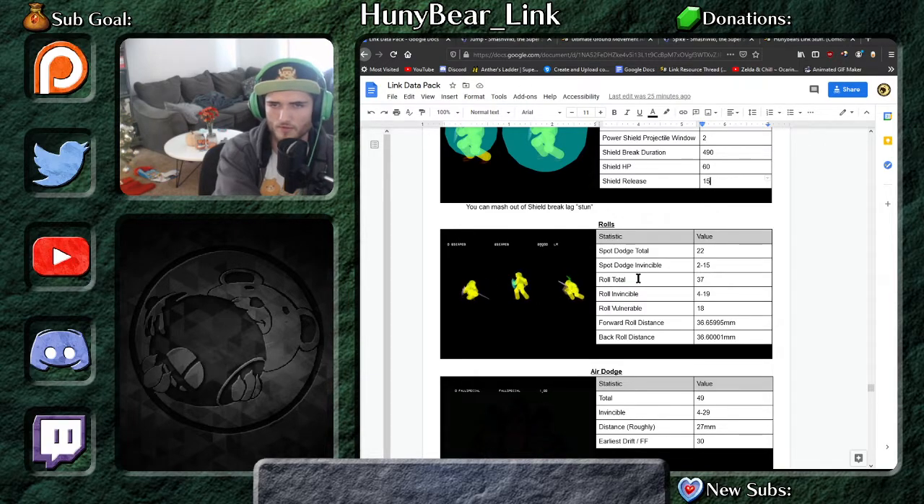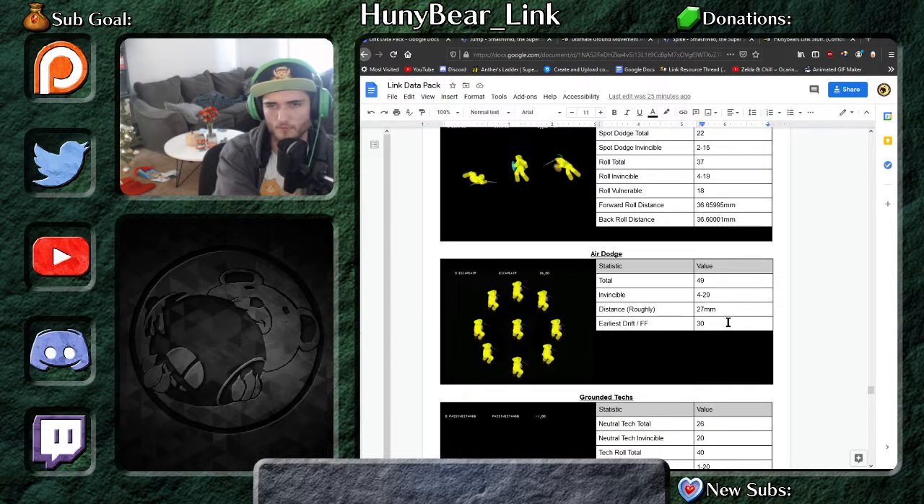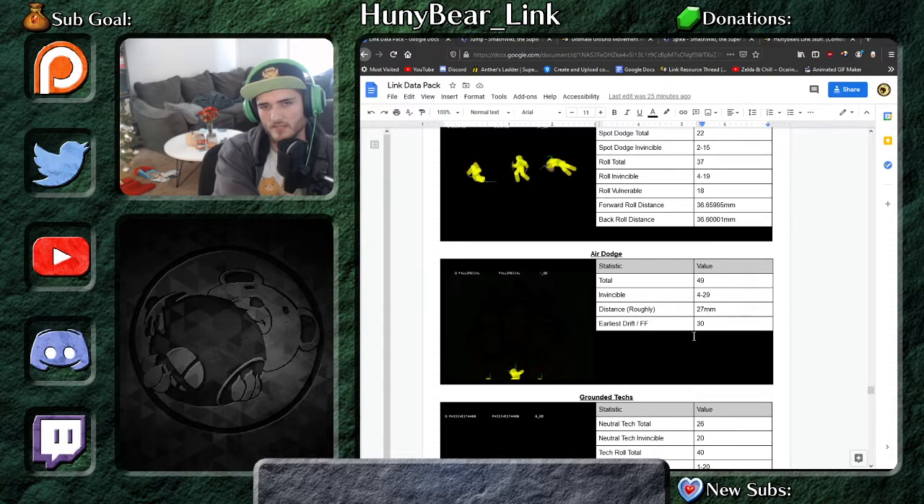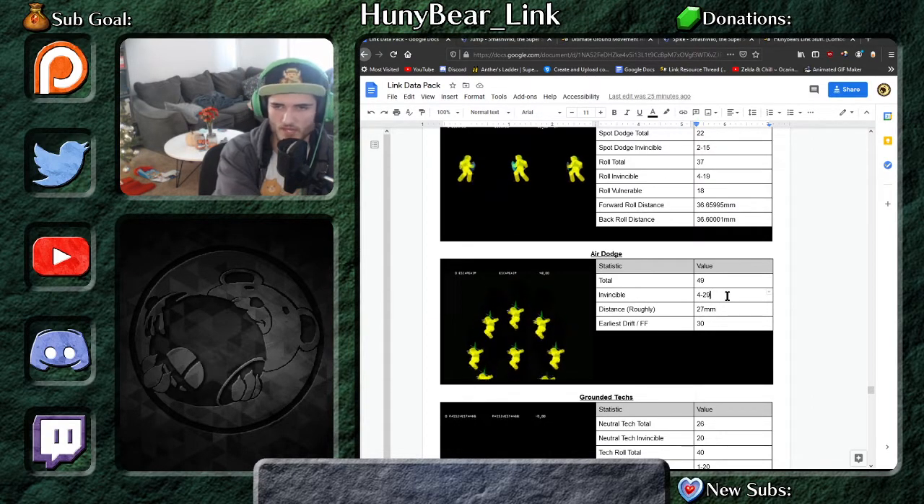Then you have your roll total. You can roll back and forward. They share the same thing with just 37 frames in total. Roll invincibility 4 through 19. Roll vulnerable for 18 frames. And these are actually bad roll stats. Comparatively speaking, most people are actionable like on frame 30 or something. Forward roll and back roll distances. These are in melee meters. Not that important. You got your air dodge statistics. Total takes 49 frames, invincible 4 through 29.